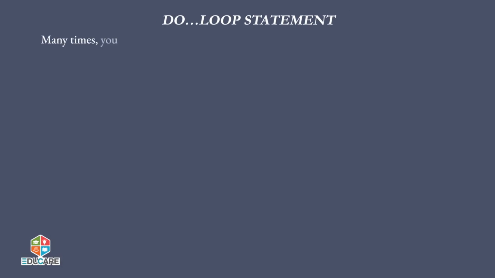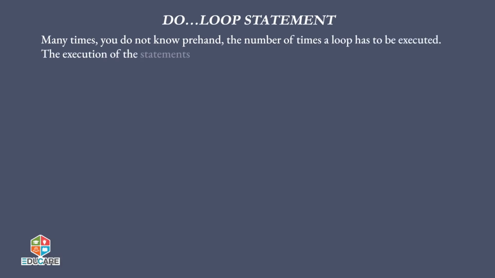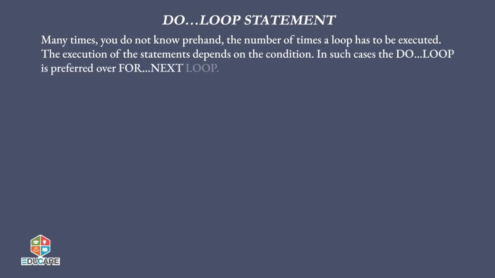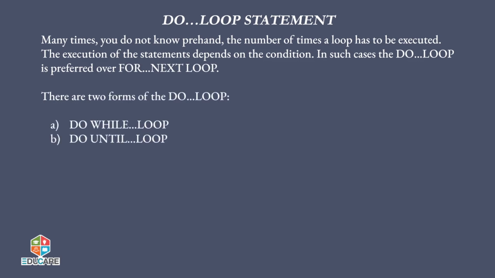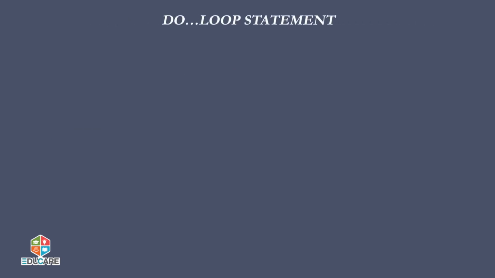Many times you do not know beforehand the number of times a loop has to be executed. The execution of the statements depends on the condition. In such cases, the do loop is preferred over the for next loop. There are two forms of the do loop: A. Do while loop. B. Do until loop.